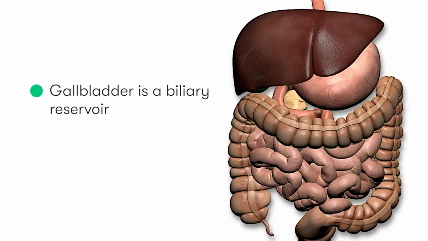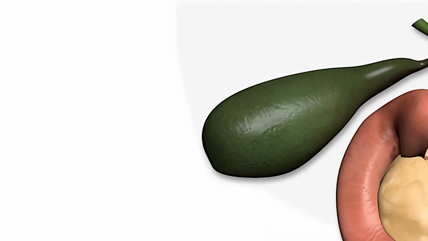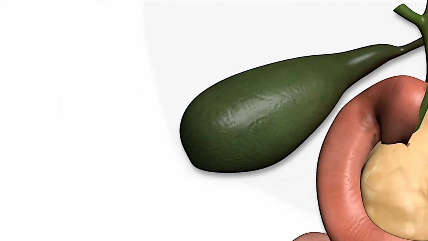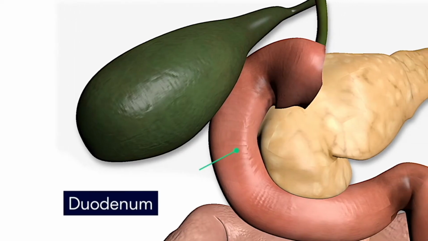The gallbladder is a reservoir that is responsible for storing and concentrating bile that's produced by the liver. It's shaped like a slightly elongated pear and sits underneath the liver, as you can see here. We can also see how the gallbladder lies slightly superior and lateral to the duodenum and pancreas.